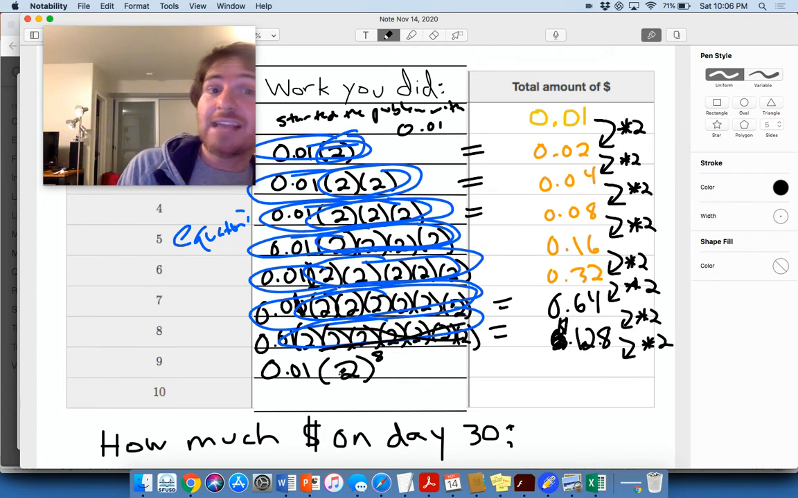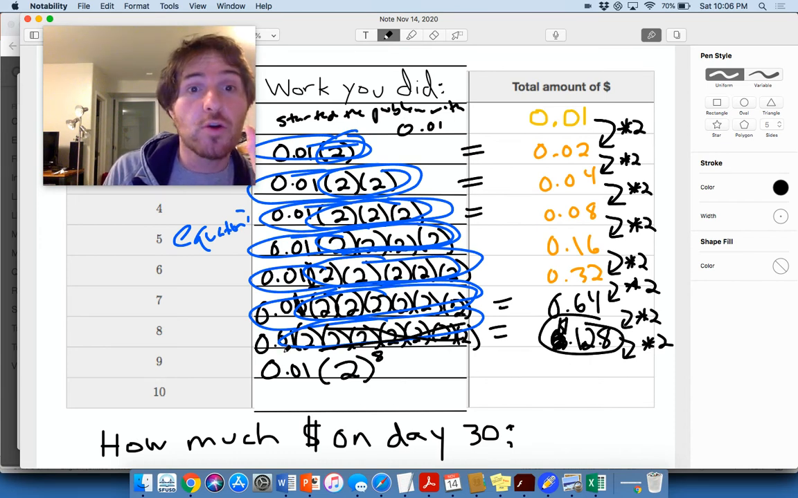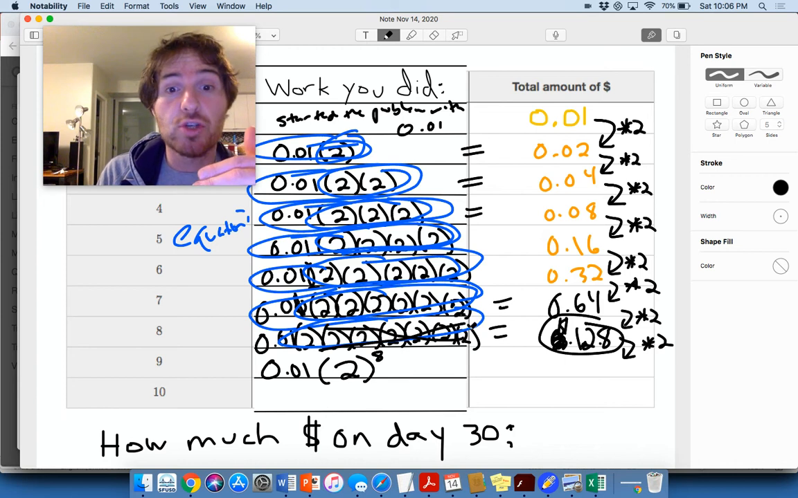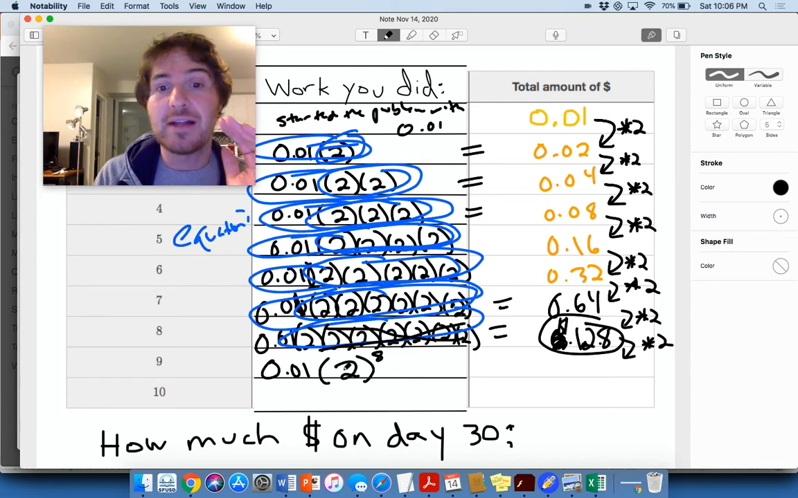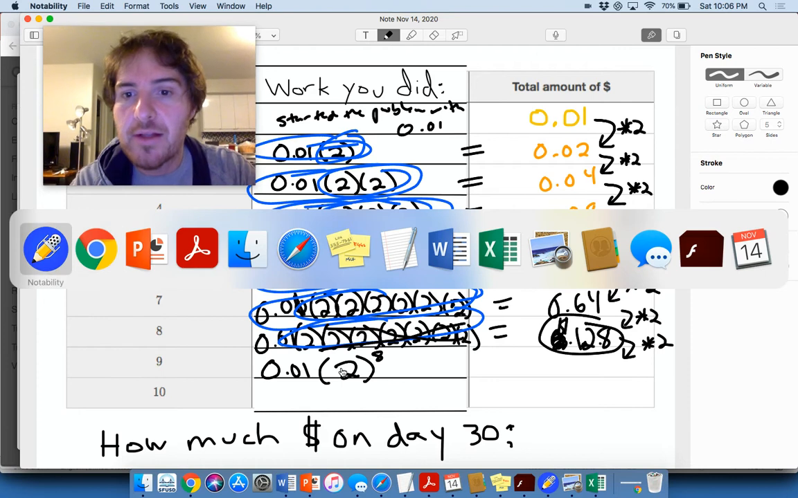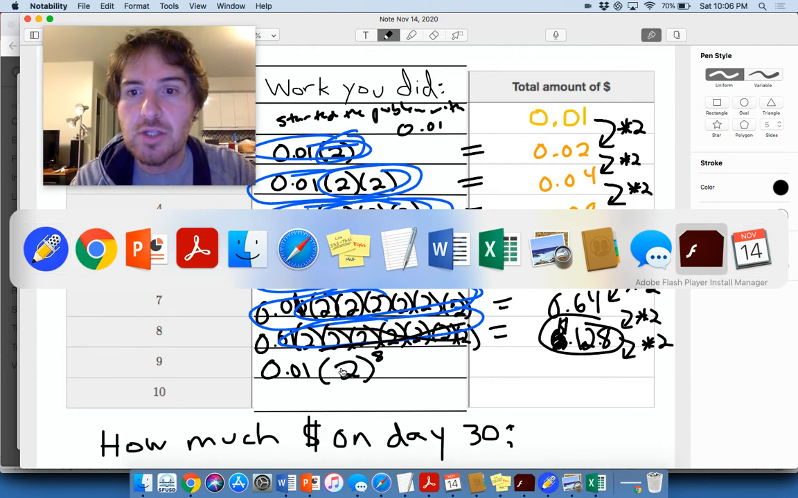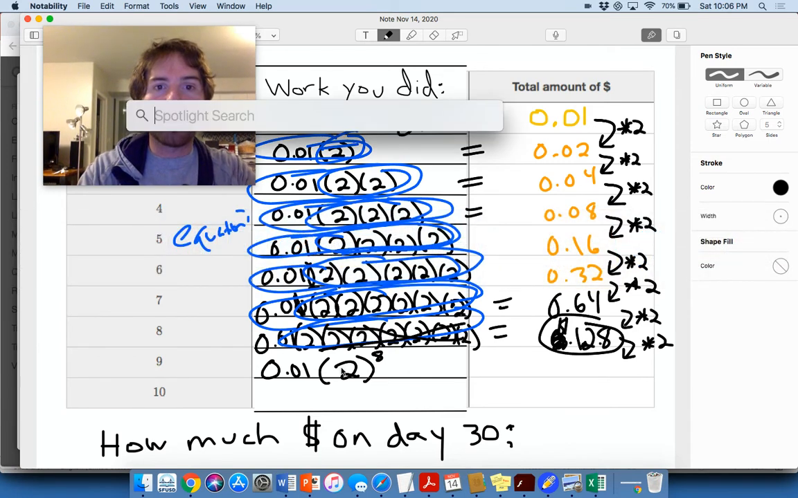Okay, so this is how you can get any of your answers right here. What I know about this $1.28 is that it came from the original 0.01, and then I had to multiply by 2 seven times in a row because 7 days had gone by between day 1 and day 8. So 0.01 times 2 to the 8th power would get us to our answer for this row, which is going to be $2.56. But let me get my calculator up. I don't have my calculator up here. Let me get it up for you guys.